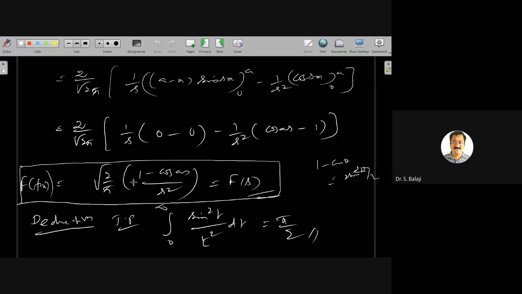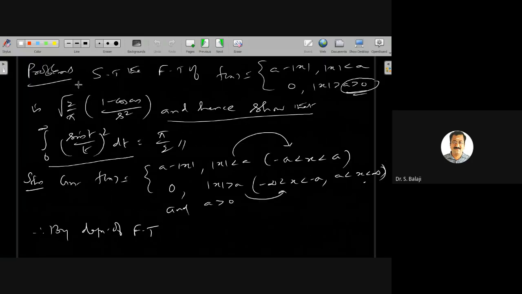So this is the result we expected here: the Fourier transform is root of 2 by pi times (1 minus cos as) by s square. You see the question here. This is the result we expected, as we also derived it.